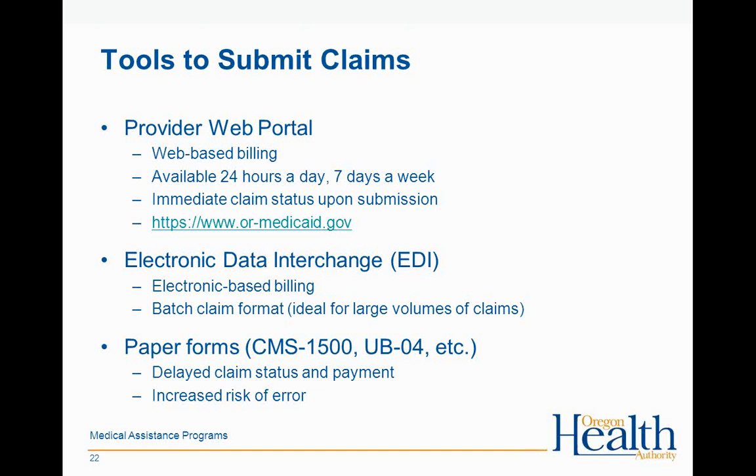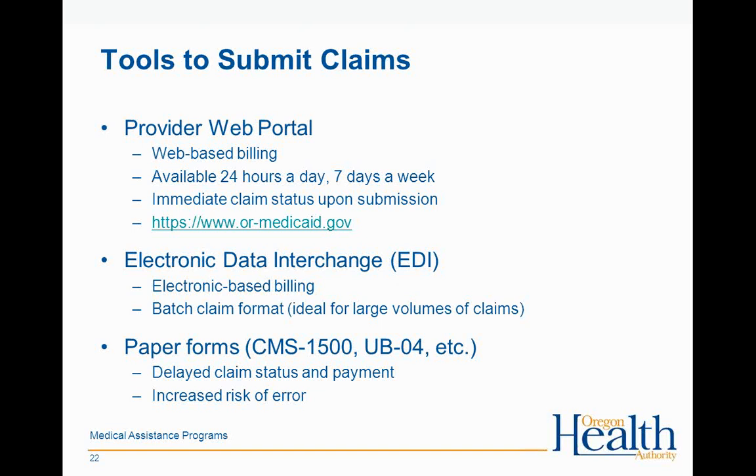This is electronic-based billing. We talked about this a little bit with the eligibility. This is a batch claim format where you can send over a whole batch of claims. It's ideal for large volumes. So if you are a larger organization and you submit a lot of claims, this is probably the way to go here. And the phone number for this group, if you wanted to get in contact with them, is listed a little bit later in the slides. So stay tuned for that piece. But again, it's really ideal for larger providers that are submitting lots of claims or verifying eligibility for lots of claims.